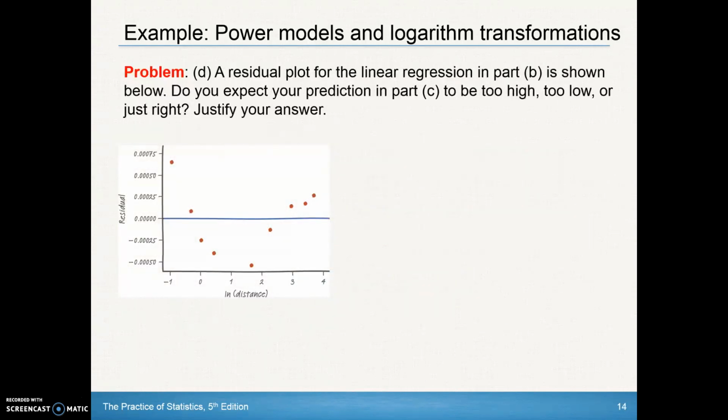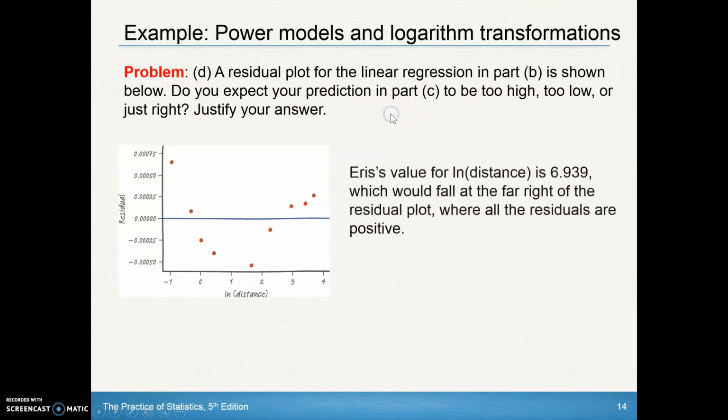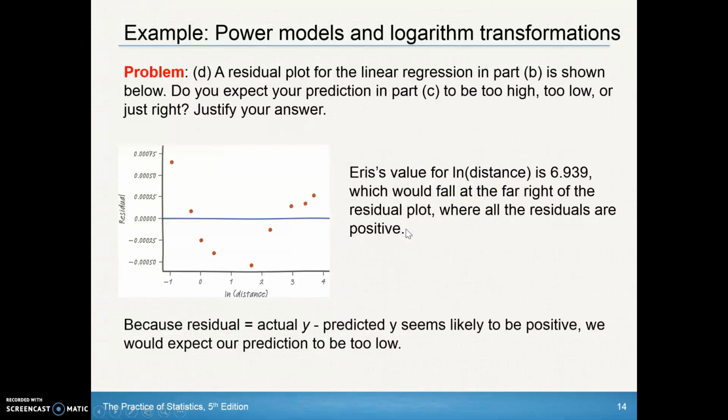So a residual plot for the linear regression in part B is shown below. If I look at that residual plot, I see a definite pattern to this. So do you expect the prediction in part C to be too high, too low, or just right? Well, Eris's value is 6.939, which would fall at the far right of the residual plot, where all the residuals are positive. Because the residual equals the actual y minus the predicted y, it seems likely to be positive, so we'd expect our prediction to be too low.